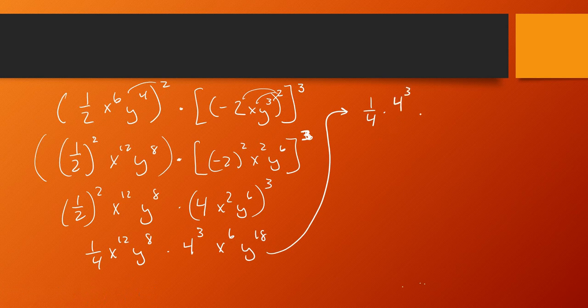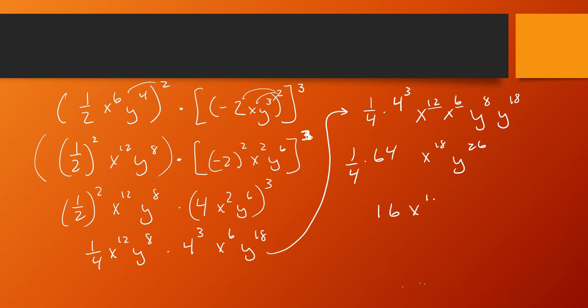We'll come back to that. And then I've got x to the 12th times x to the 6th. I'm combining my terms here, or setting them next to each other. Y to the 8th times y to the 18th. So 64 times 1/4. X to the, now we're adding, 18th. Y to the 26th. 64 divided by 4 is 16. X to the 18th, y to the 26th.